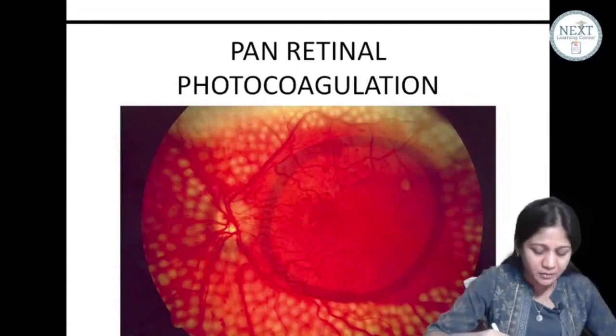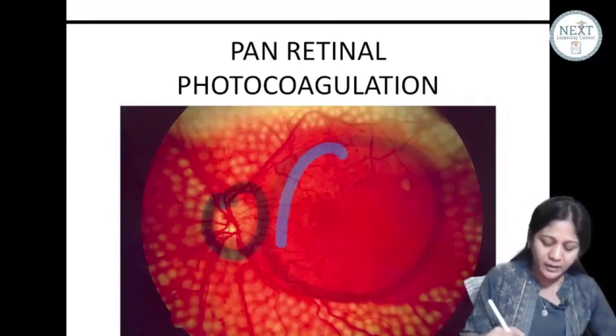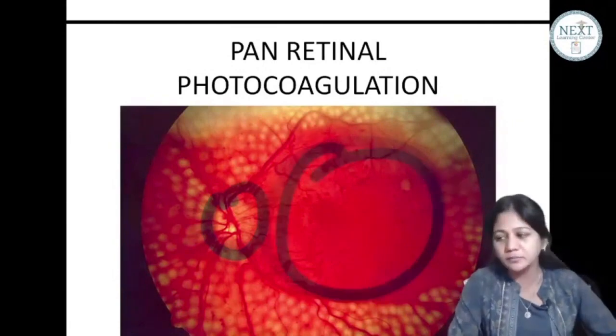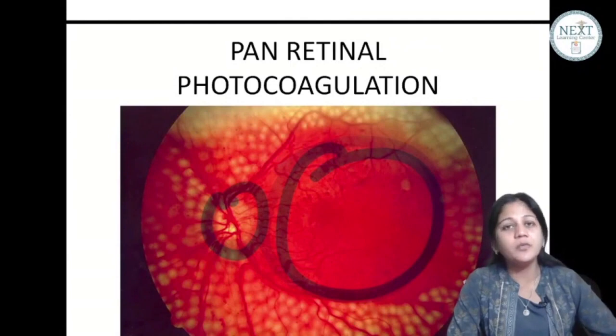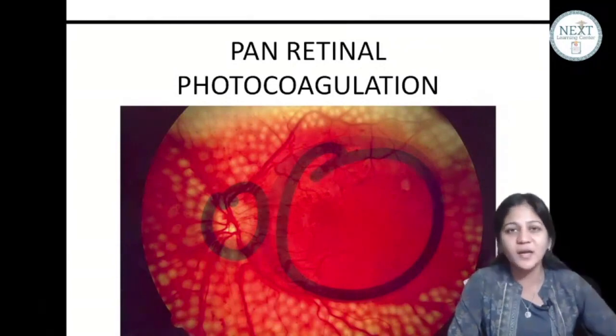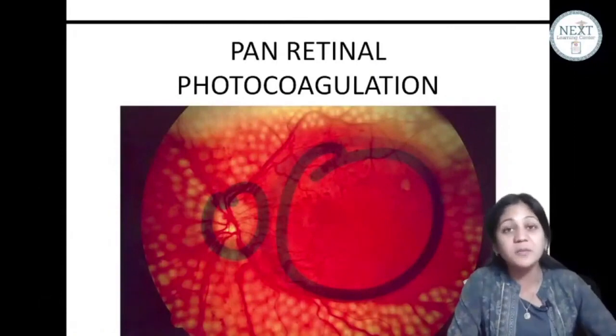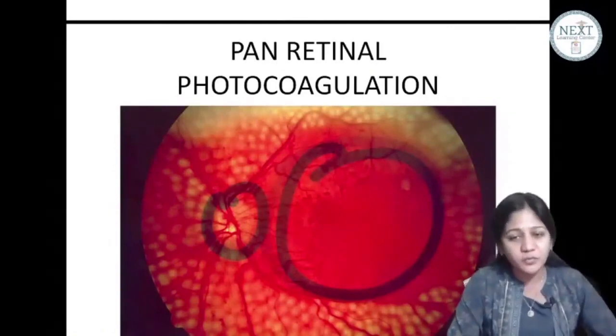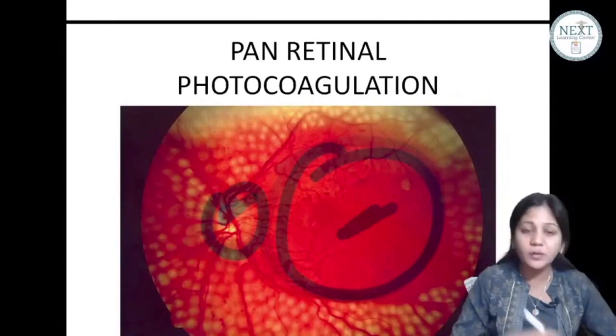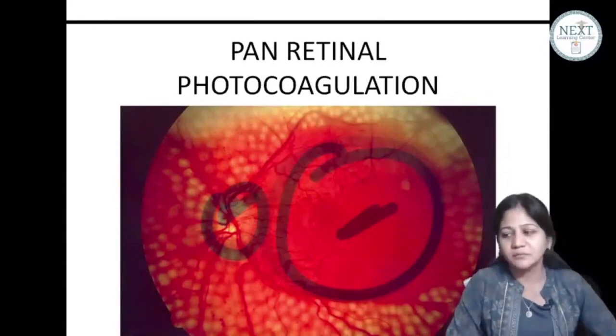Can anybody tell me the reason why? Why are these two areas not lasered? Because the disc is important for the field, it has ganglion cells. You can't laser the disc. Macula is responsible for central vision. It is a very precise area. So if you put laser in these areas, you will become blind. Okay? Am I clear to all of you? These two areas are never lasered.